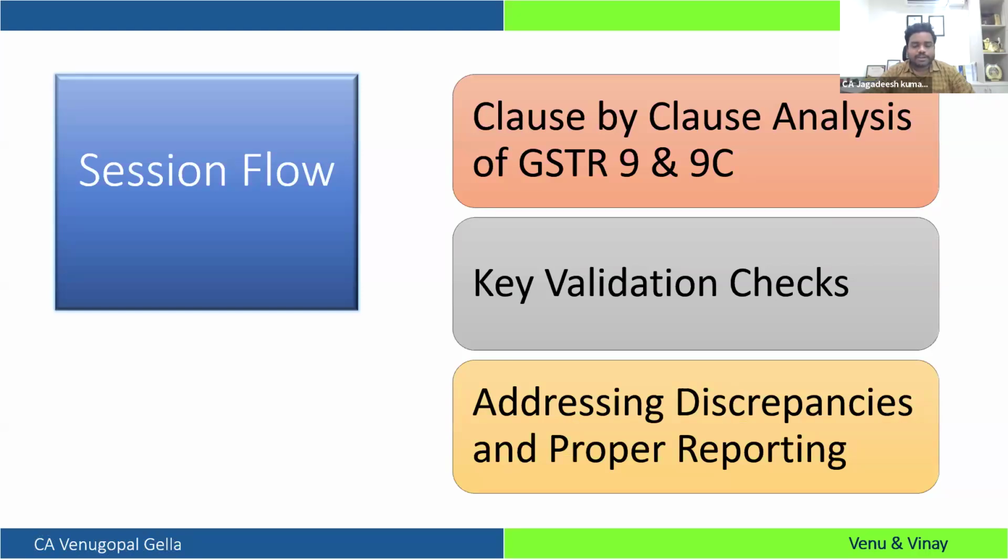The flow of today's session will be: first, I will discuss the clause by clause analysis of GSTR-9 and 9C. In this, we will discuss what the contents are and how to report in GSTR-9 and 9C. After that, before filing GSTR-9 and 9C, we will see what validation checks we need to ensure. And at the end, we will see addressing discrepancies and proper reporting, how to report the data correctly in the annual return. At the end, if time permits, we'll take questions and answers.